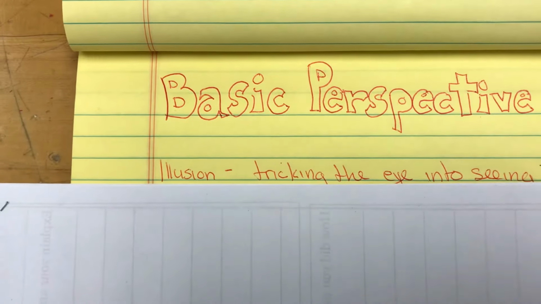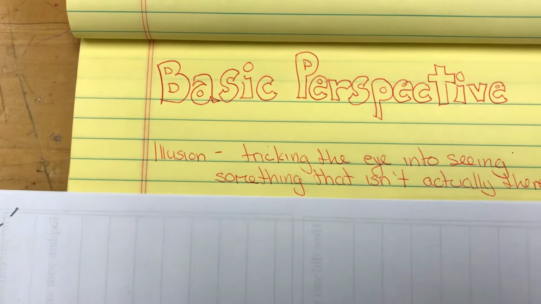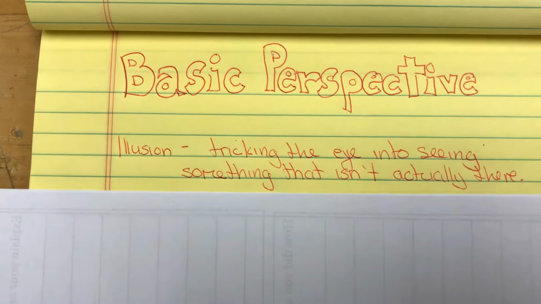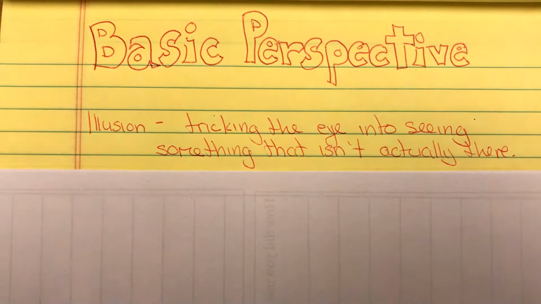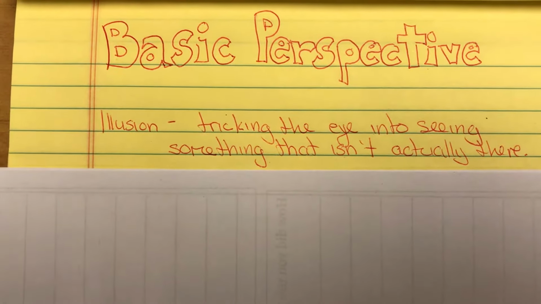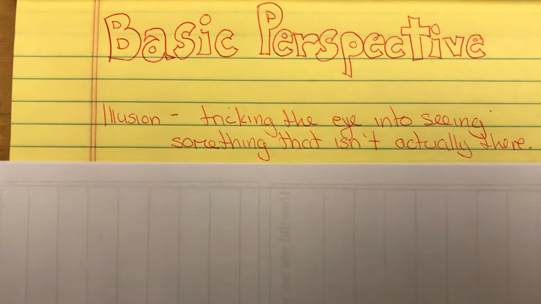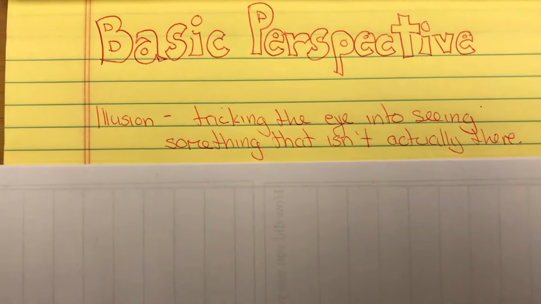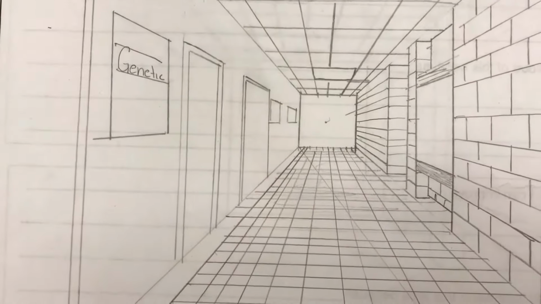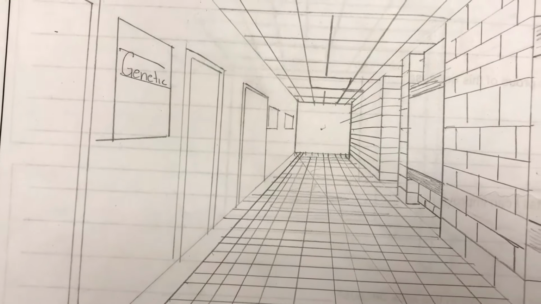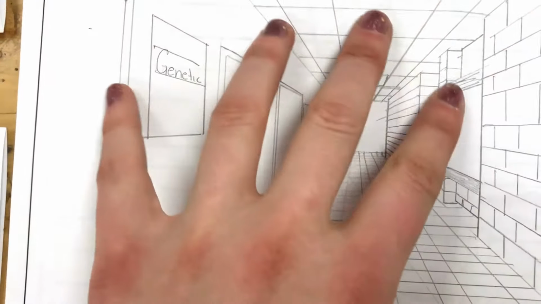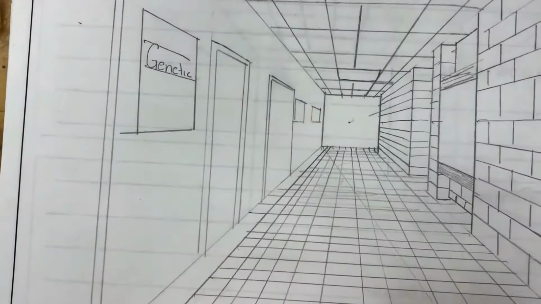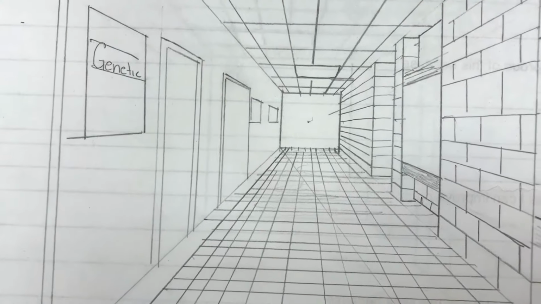Alright, so your first word is illusion. An illusion is something that tricks the eye into seeing something that isn't actually there. Perspective is a way of creating the illusion of space or form. So, for example, this probably looks like you could walk into the drawing, but in reality, it's a flat piece of paper. So, it's an illusion.